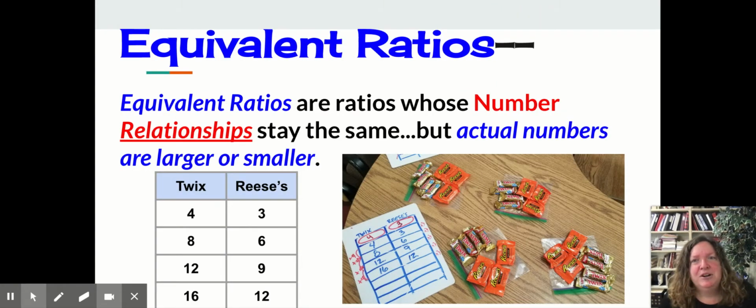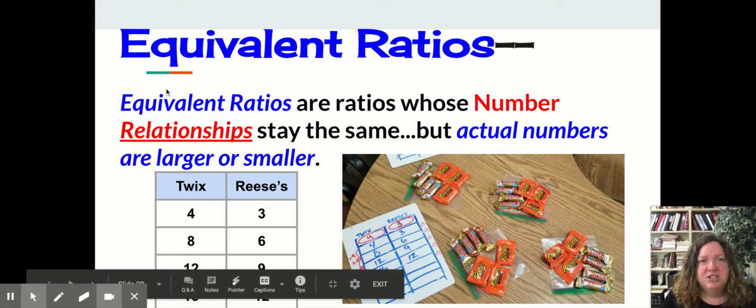So let's talk about equivalent ratios today. Equivalent ratios are ratios whose number relationships stay the same, but the actual numbers are larger or smaller. And that's the same thing as equivalent fractions, if you remember. Equivalent fractions have the same value, but the actual numbers are different.